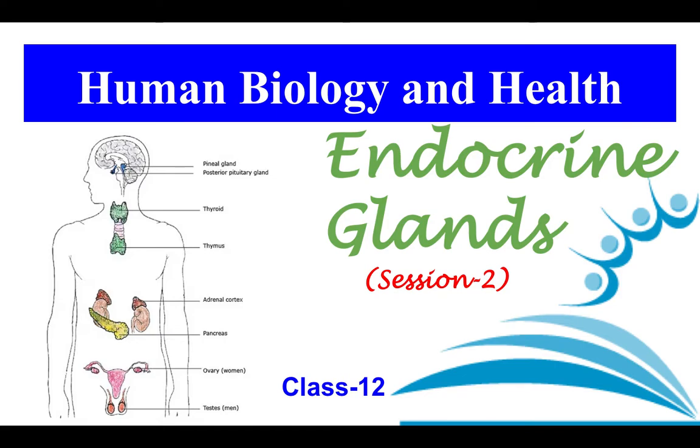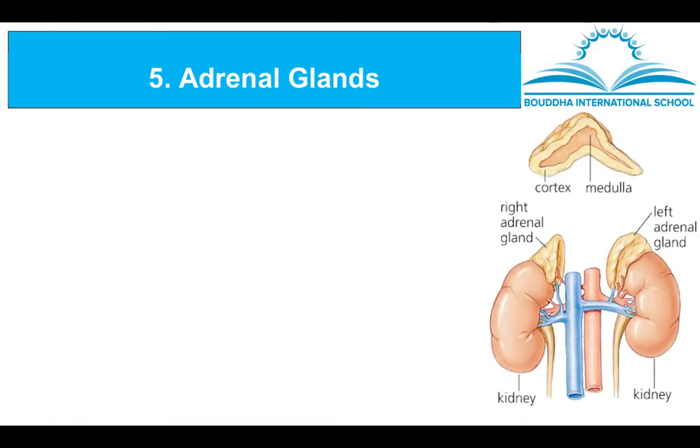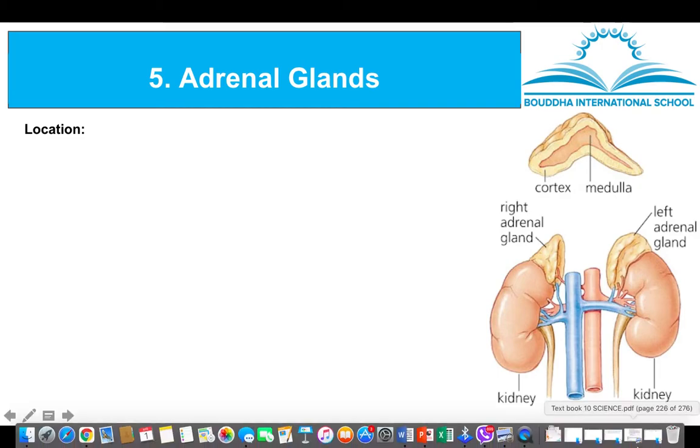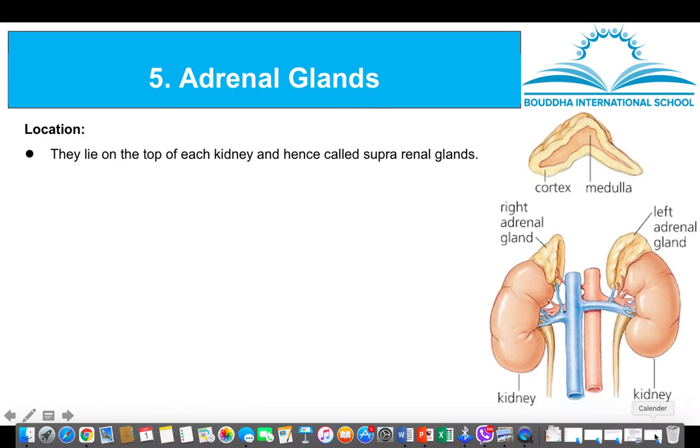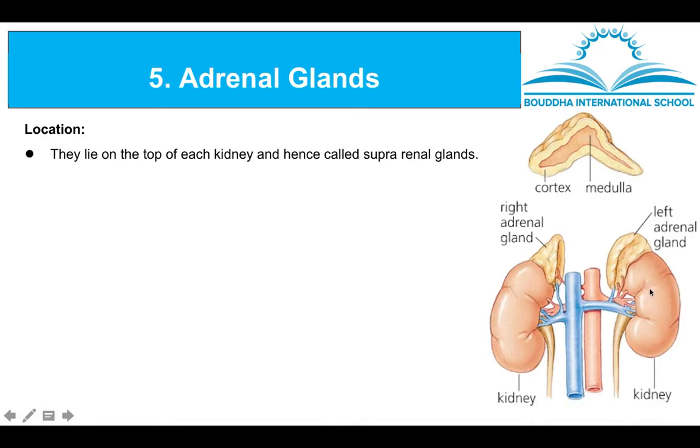Hello everybody. Now we are going to discuss the remaining endocrine glands, the adrenal glands. So, the location of the adrenal glands, as you can see in the figure, is at the top of the kidney. Since it lies at the top of the kidney, it is also called the suprarenal gland. Supra means above, renal means kidney. So it lies above the kidney, that's why it is called the suprarenal gland.